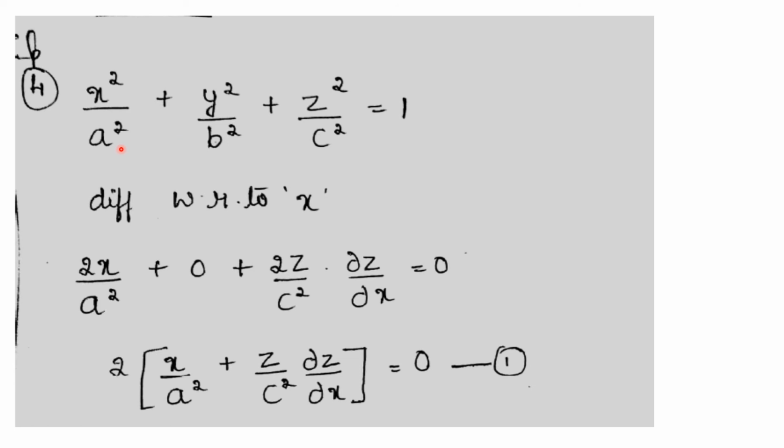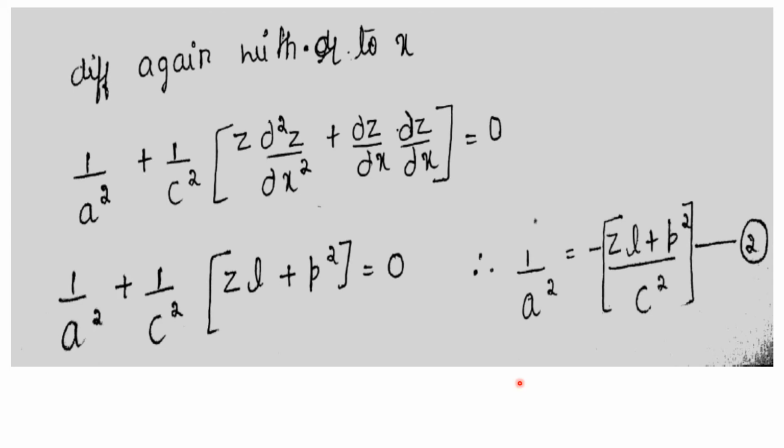Now how many constants do you have here? As I told you previously, whenever you have two or more constants, you have to differentiate twice. So you have a square, b square and c square here. First of all, which is a common term between these two? 2 is a common term. So what will remain inside the bracket? That is x by a square plus z by c square into dou z by dou x equal to 0. So let me name this as equation 1.